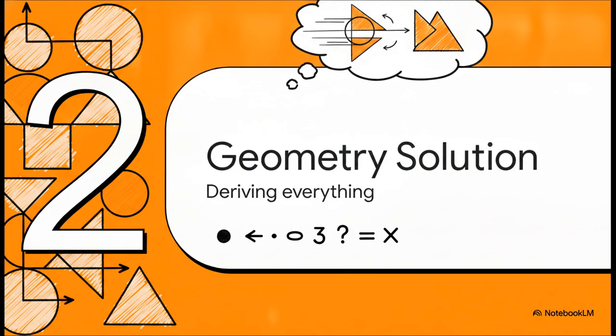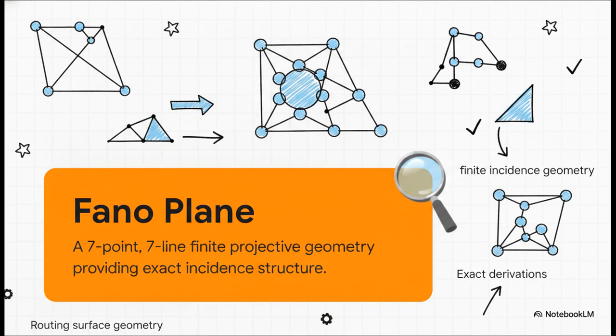Section 2. Geometry over magic constants. Here is exactly how OMI fixes this massive flaw. Instead of relying on those cutoff approximations, OMI grounds its logic in finite incidence geometry. Specifically, it uses the Fano plane. You can think of this as a flawless geometric map. It consists of exactly 7 points and 7 lines, and every pair of points lies on exactly one line. It provides a perfectly exact, finite structure, and OMI actually uses this geometric space as its fundamental routing surface.